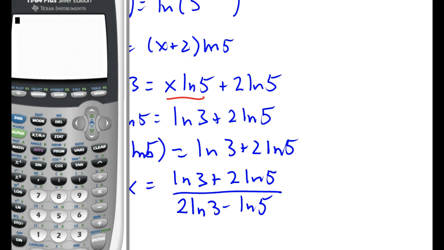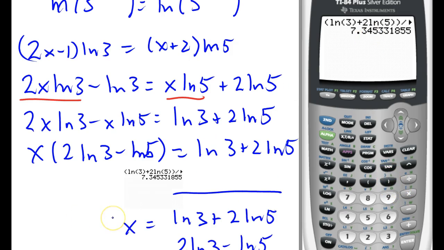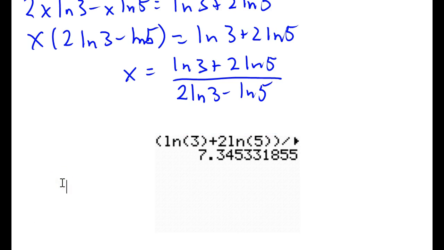Okay, so now we're ready to calculate this. And I'm going to go parentheses, natural log of 3 plus 2 natural log of 5, close parentheses for the numerator, divided by parentheses for the denominator, 2 natural log of 3 minus natural log of 5, close off the denominator with parentheses, enter, and that's our answer, 7.345. And it asked for it to the nearest thousandth, so that's what I would use, 7.345.